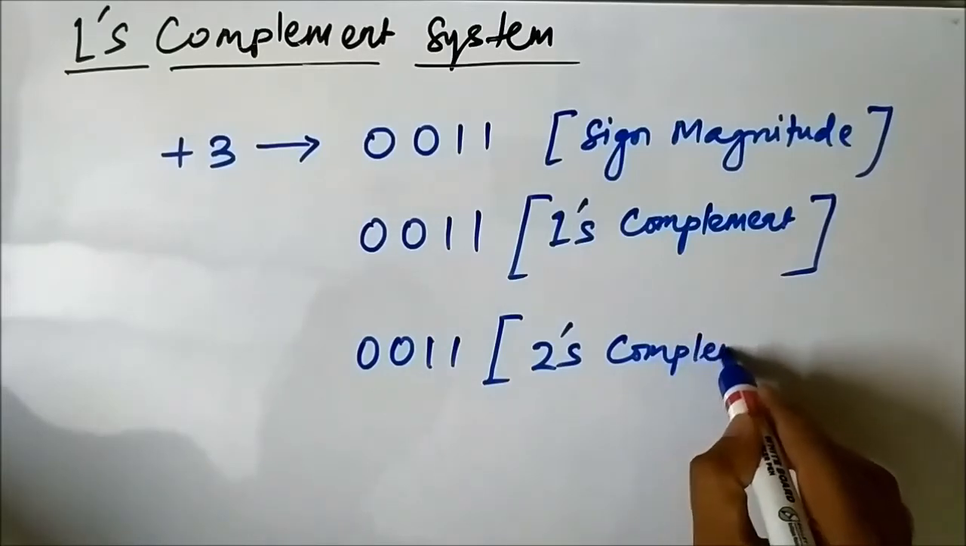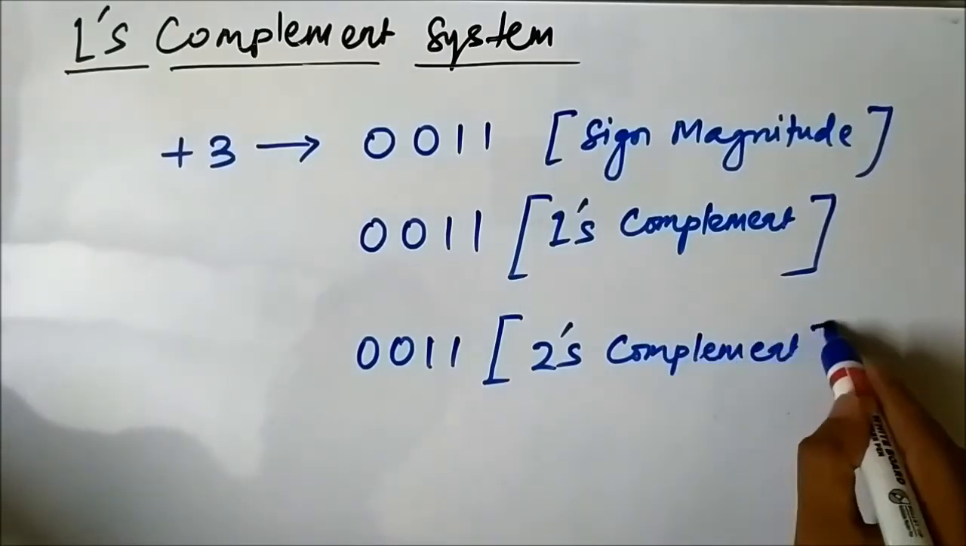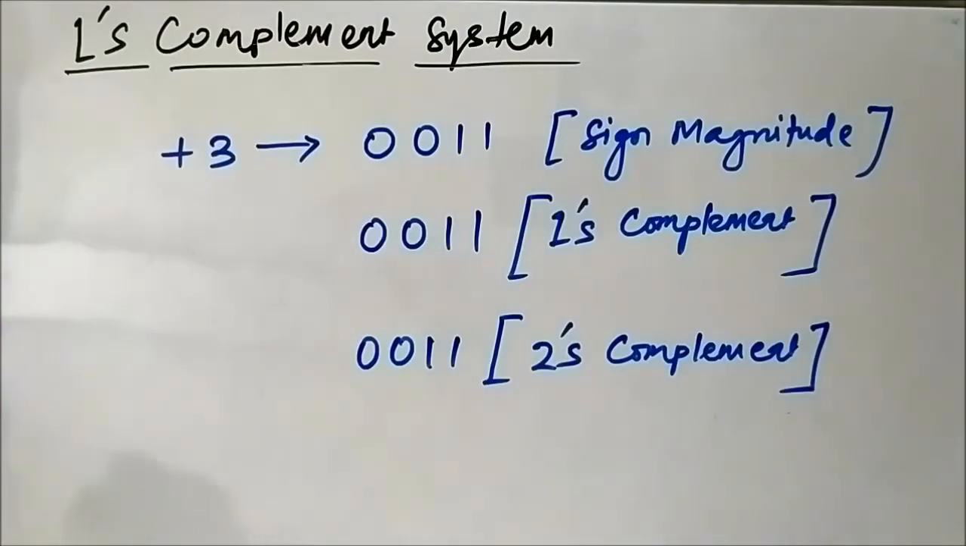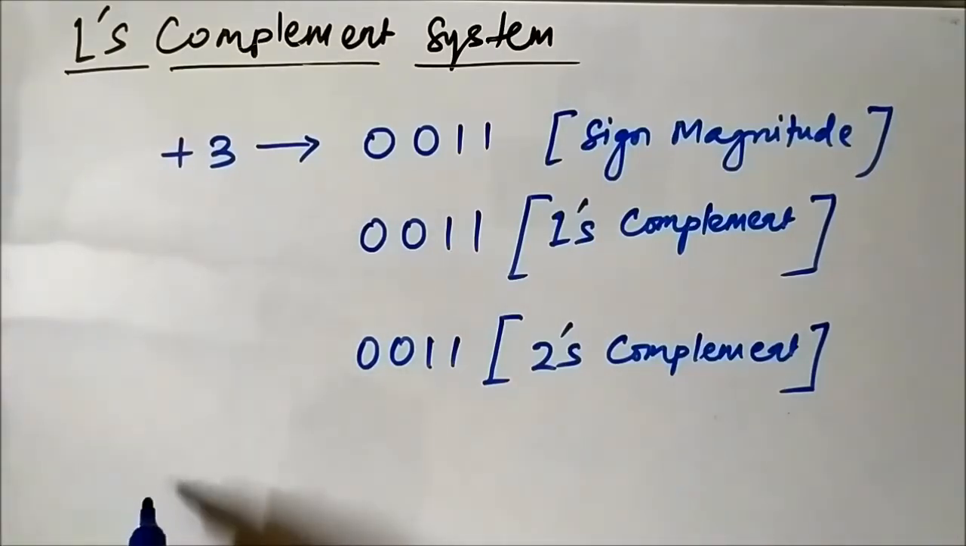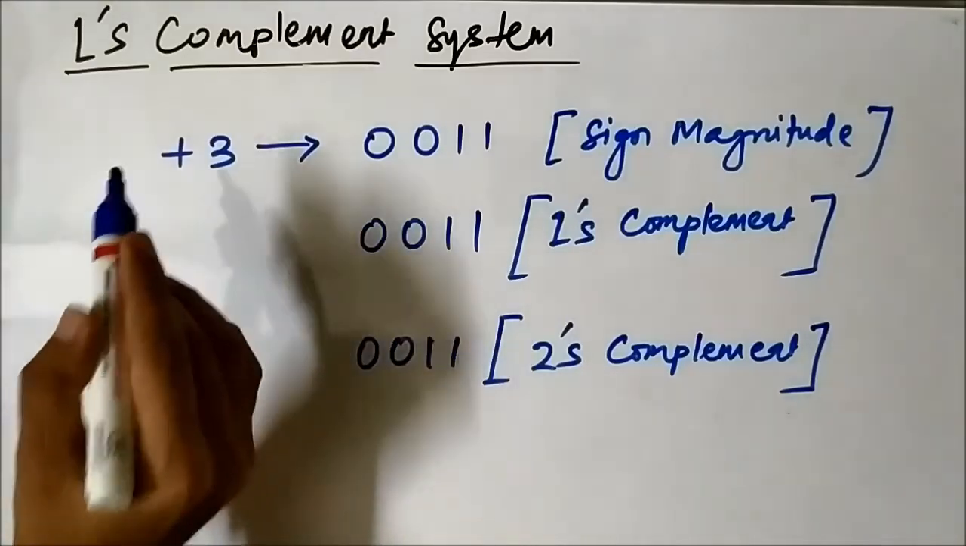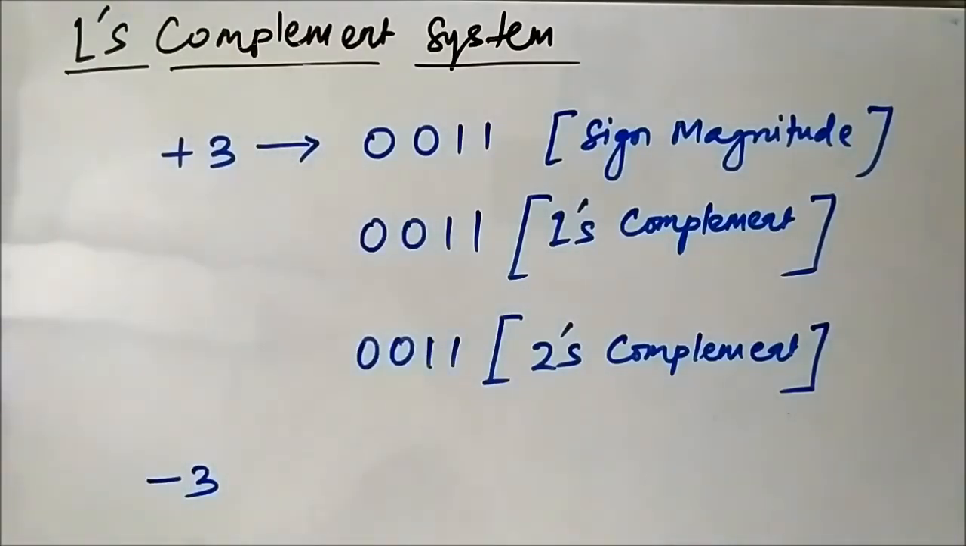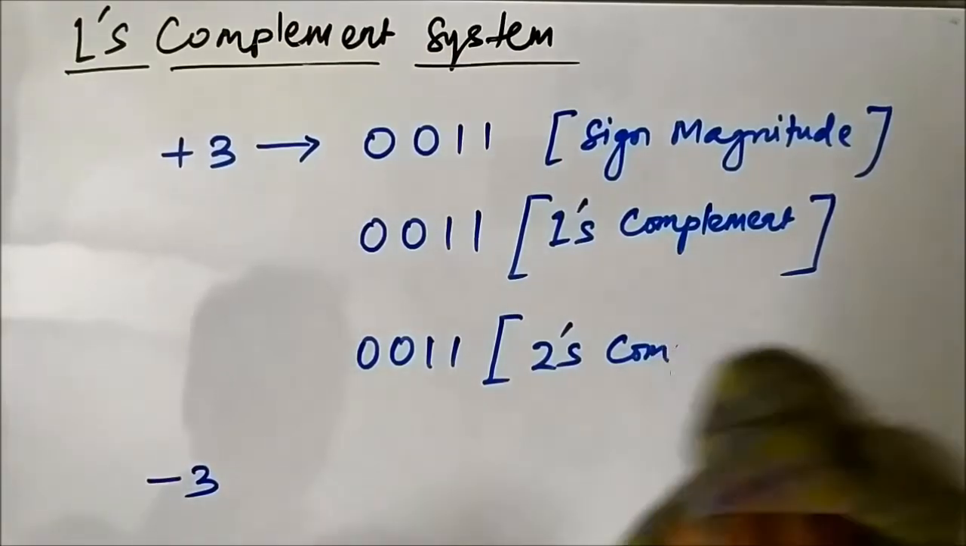The positive integers will be represented in the same way. There will be no change in the representation of the positive numbers. The only thing that changes is the representation of the negative number, that is minus 3, the equivalent negative integer. So that is what undergoes change.